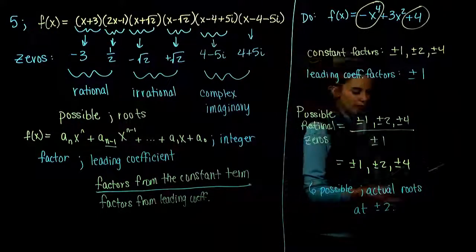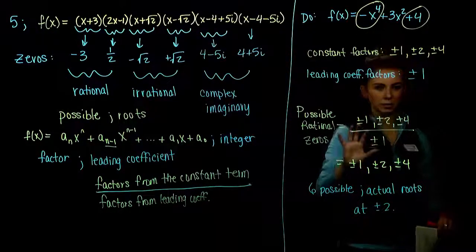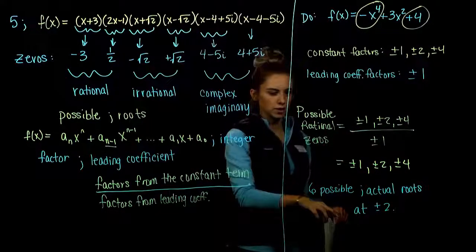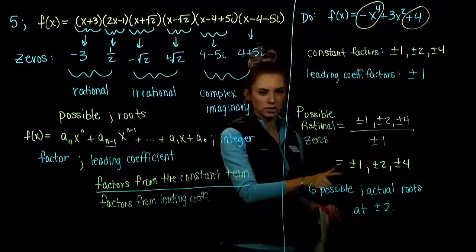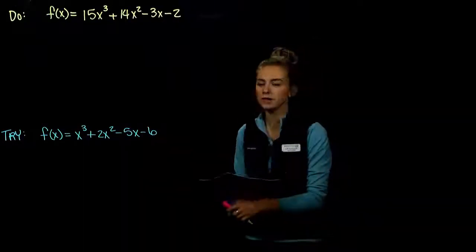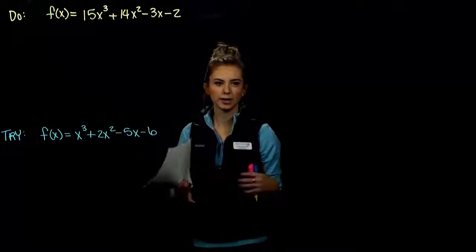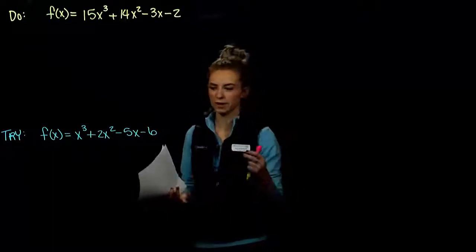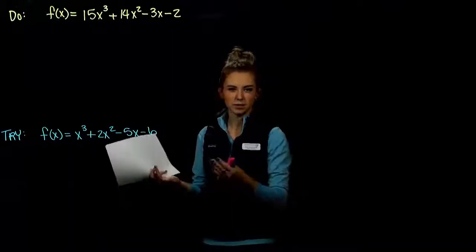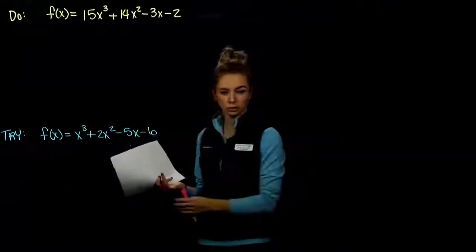So when we use that theorem, it gives us all of the possible ones, but it doesn't weed out which ones are actually roots and which ones aren't. They just give us all of the options. All right, so let's look at another example. A little bit more interesting, and then we'll talk about actually figuring out where the real rational roots are. Because this theorem just gives us a list of all of the possible ones.